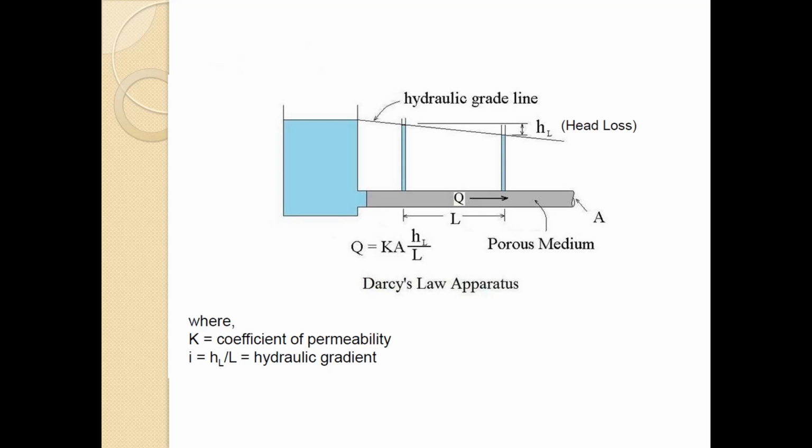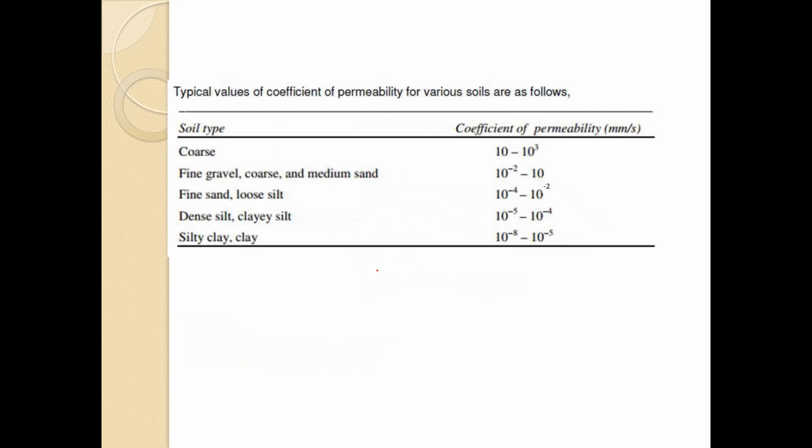Now here you can see the Darcy's law apparatus. This is Q, that is the discharge, which depends upon the coefficient of permeability, and A is the area, and this H by L is the hydraulic gradient. So this is the head loss, that is HL, and this is the length over which the water flows. So this is the Darcy's law apparatus.